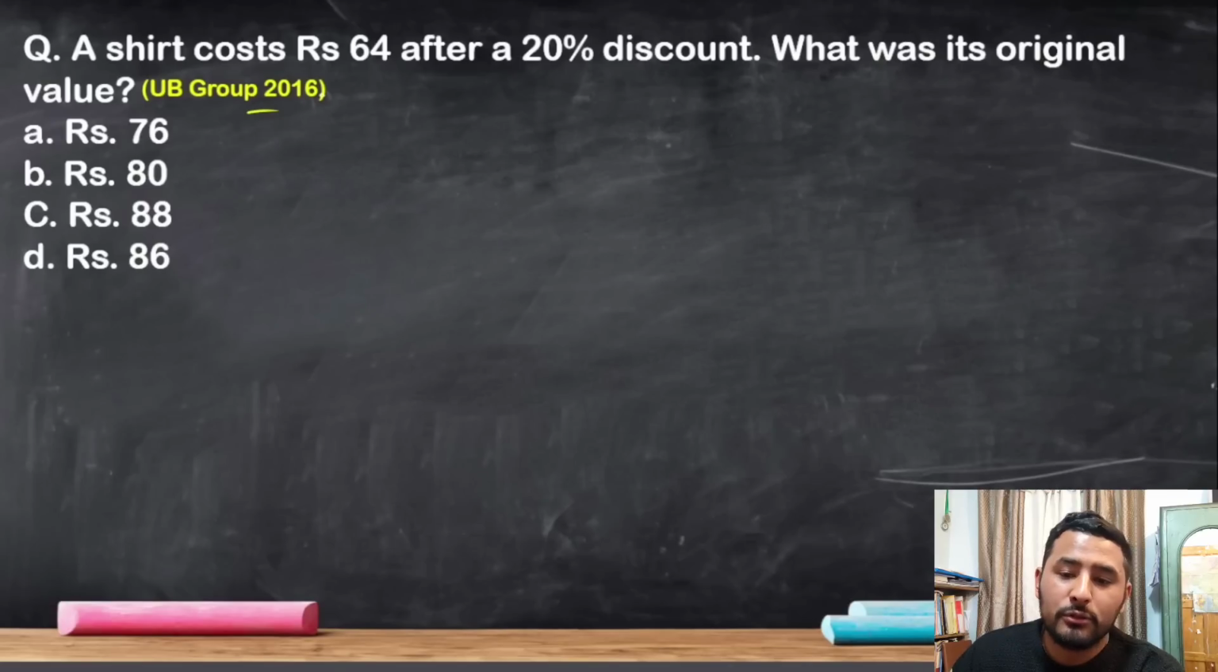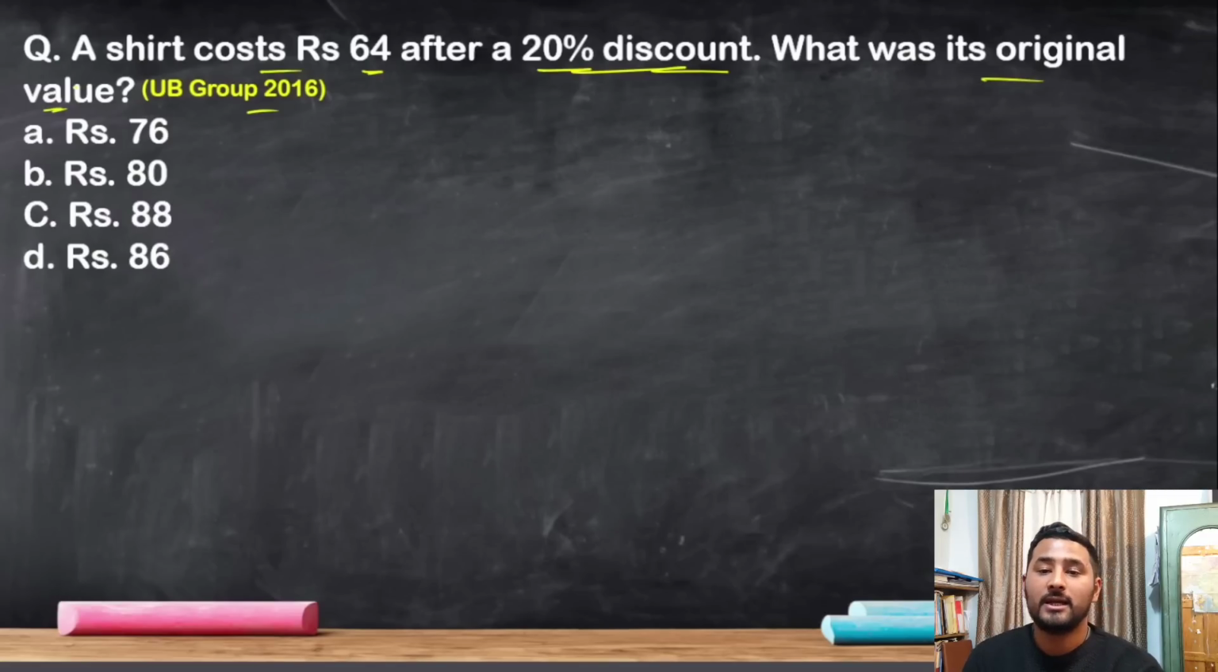Let's see now. UB group 2016 again. A shirt costs rupees 64 after a discount of 20%. What is its original value? Now we need to find the original value, but the price given is 64. So let the original value be X. In X we got how much percent? 20%, right? It is a discount, so you cannot write just 20.